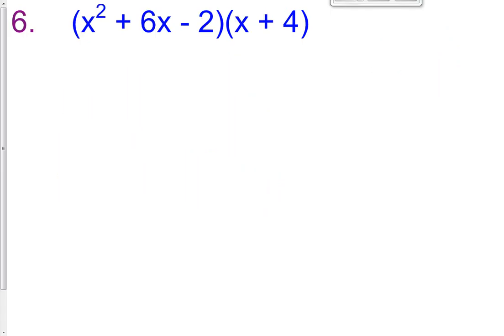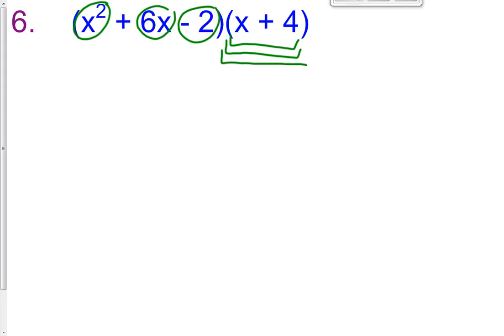Next one. This time we have a trinomial times a binomial. It's similar to foiling, but there's going to be one more step. It's kind of like foiling on steroids, if you want to think of it that way. So this x squared has to be multiplied by this. This 6x has to be multiplied by this. And this negative 2 has to be multiplied by this. Every term in the trinomial has to be multiplied by every term in the binomial. So here's what we got. x squared multiplied by my binomial of x plus 4.